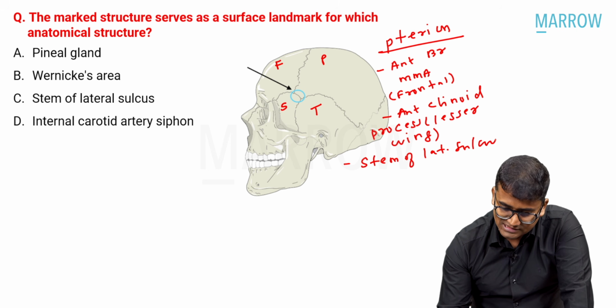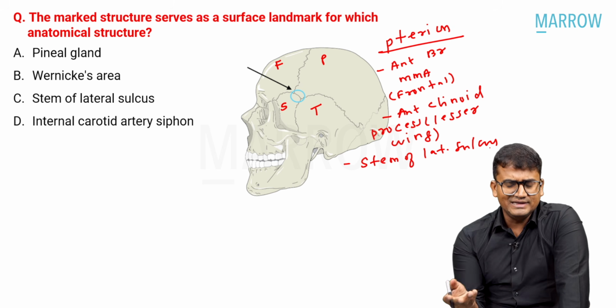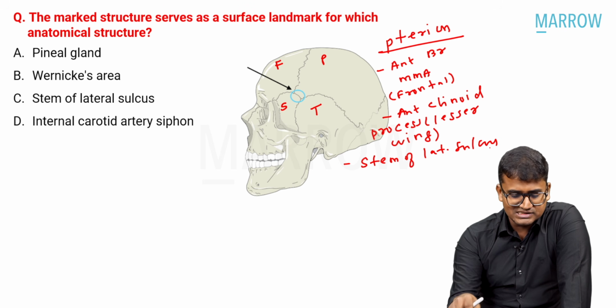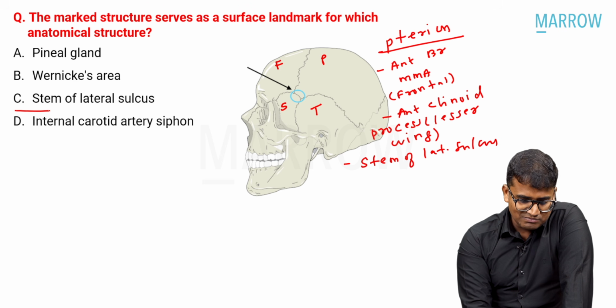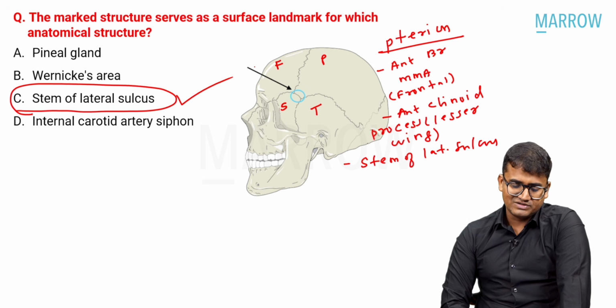Stem of lateral sulcus is present beneath the pterion. Now, in November 2023 they gave the same question. In November 2024 again they repeated this question. So, stem of the lateral sulcus is present beneath the pterion. That is the answer for this question.